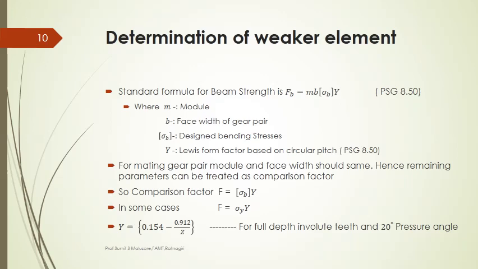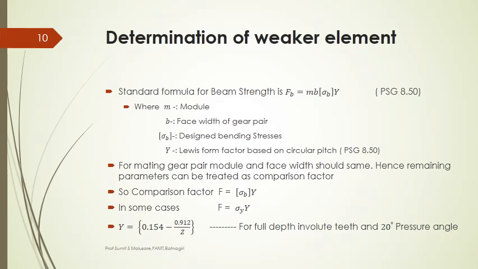Then determination of weaker element. So how to find out the weaker element? The standard formula for the beam strength is given as FB is equal to m b sigma b into Y, standard from PSG 8.50, where m is the module, b is the face width, sigma b is the design bending stress, Y is the Lewis form factor based on the circular pitch. Again this formula is given on PSG 8.50.